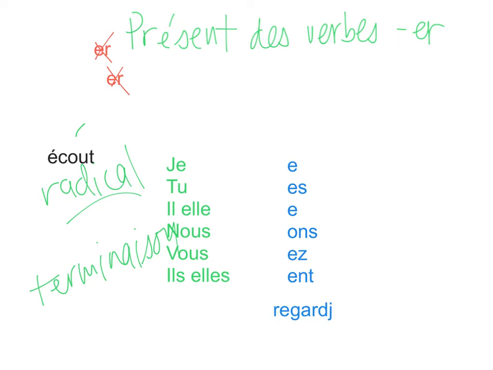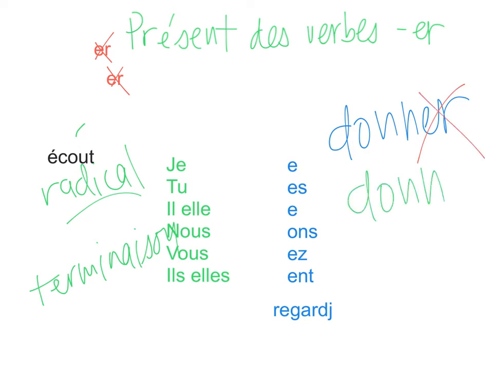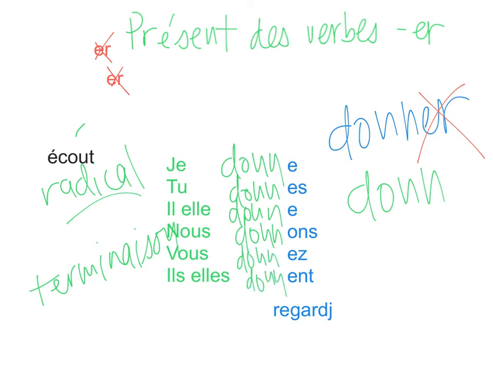I can make you another example. I'm going to use donner, to give. So I'm going to remove the ER and I'm going to be left with the radical donne. And donner is je donne, tu donnes, il, elle donne, nous donnons, vous donnez, il, elle donne. And this is how you make the present tense of regular ER verbs.